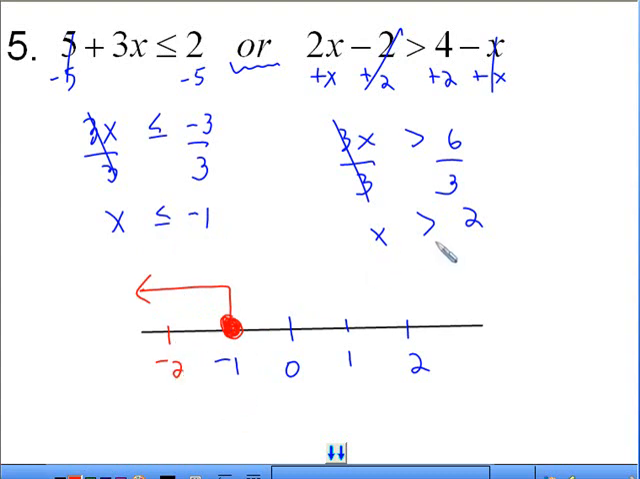Or here, if x is greater than 2, we're going to make a bubble at 2. We don't color it in because there's no line. If x is greater than 2, where the number is greater than 2, to the right. For example, 3, that's greater than 2. So we're going to go this way. Now a disjunction, the solutions usually go opposite directions. So most of the time they go opposite directions, but they can go in the same direction too. Meaning this one could go to the left and also this one could go to the left, or this one could go to the right and this one can also go to the right. So keep that in mind.